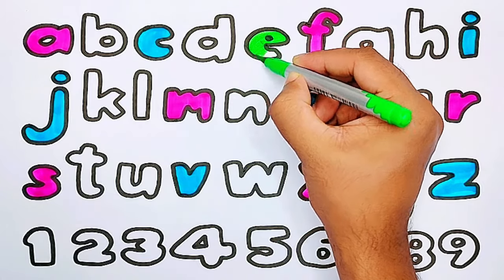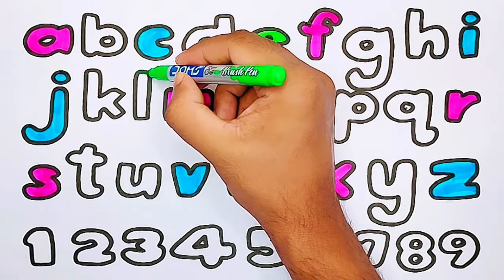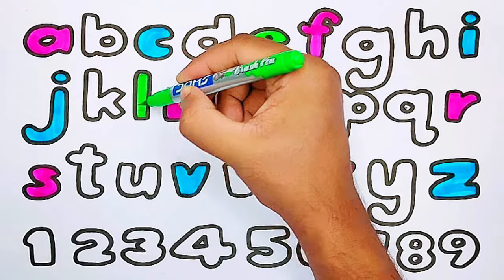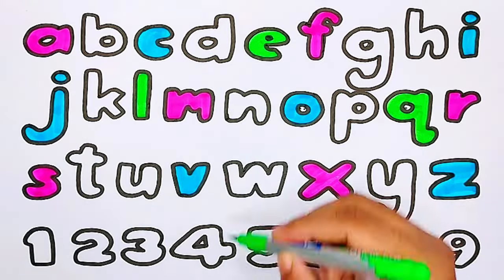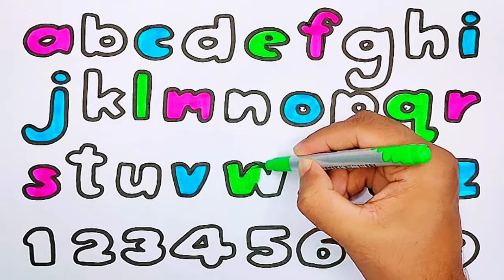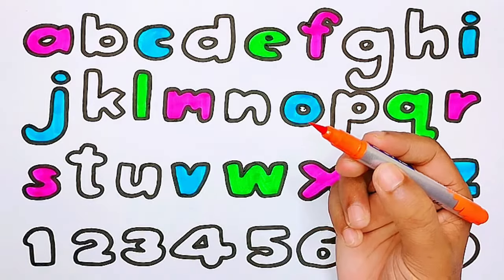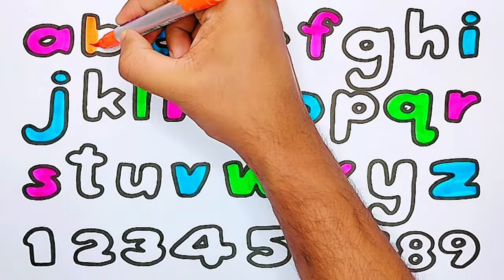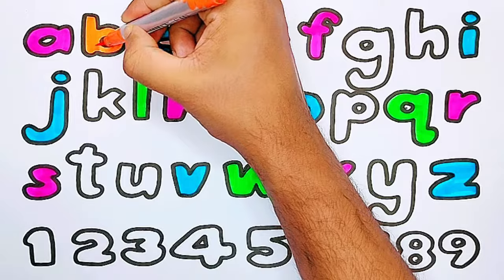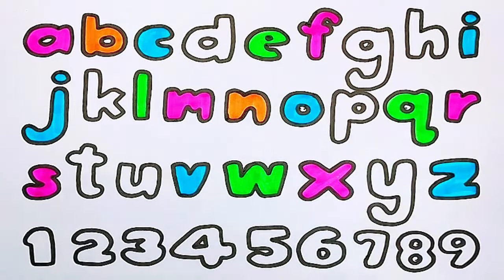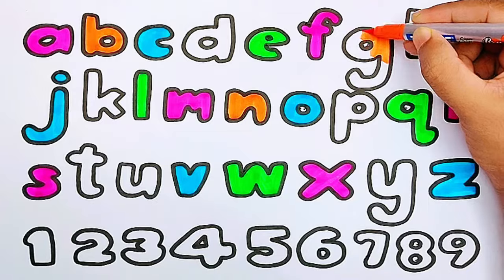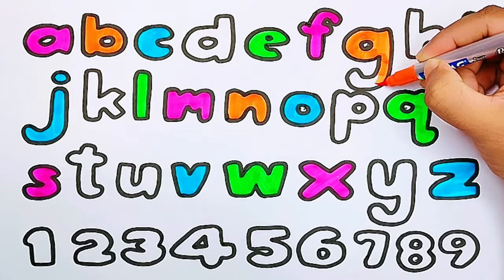E for eagle. L for lemon. Q for quill. W for watch, orange color. B for ball. N for noodles. G for garden.